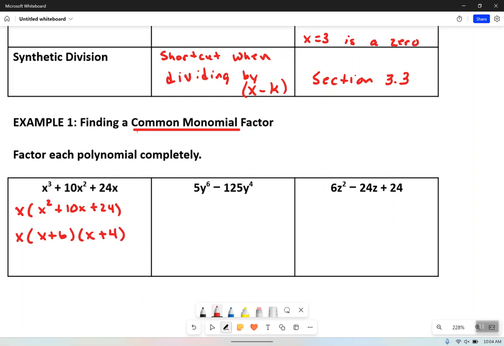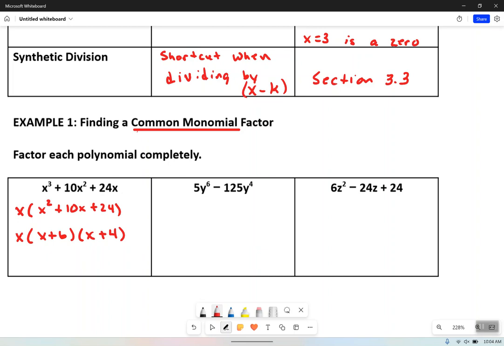Now, guys, the parts that I continue to put in parentheses, can they break down any further? Can x plus 6 be broken any further? Can x plus 4 be broken any further? So, guys, what did we multiply to get x cubed plus 10x squared plus 24x? What had to be x times x plus 6 times what? Okay, let's try the next one.